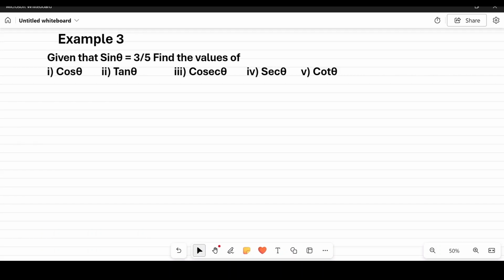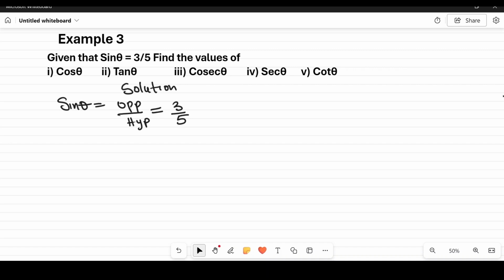Example 3 has been given to us. It said, given that sin theta is equal to 3 divided by 5, find the values of cos theta, tan theta, cosec theta, sec theta, and cot theta. The first thing we do here is to write down our solution. And we know that sine theta is equal to opposite divided by hypotenuse, which is equal to 3 here divided by 5.